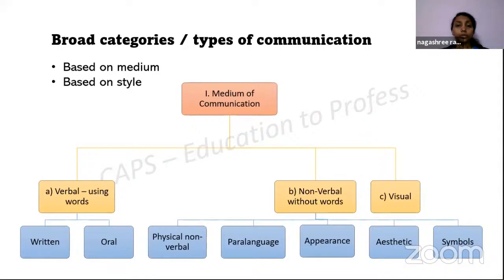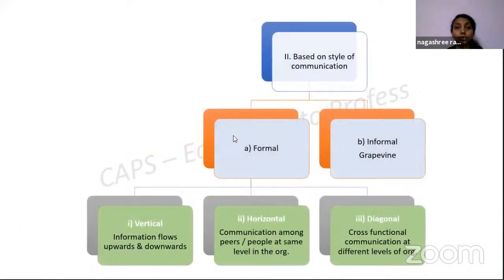So based on medium of communication, the third categorization is visual communication. Visual is wherein we are trying to communicate using different drawings or visual pictures. Moving to the next part, based on style of communication. So based on style, you have 2 forms, that is formal and informal.